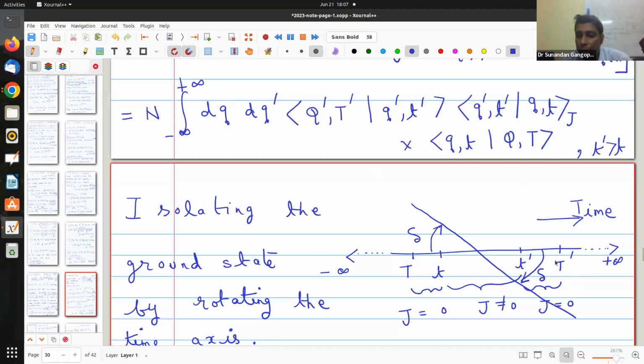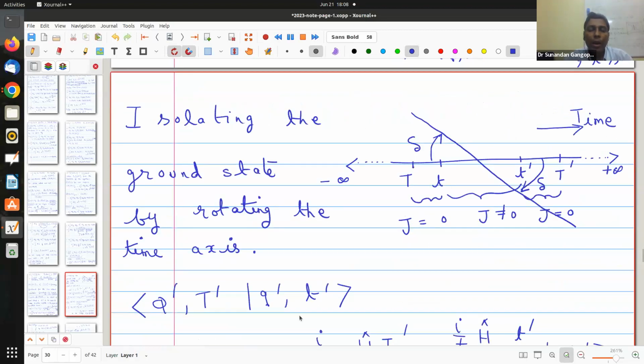And once again from small t prime to capital T prime, and away to infinity, in this zone there is no external source. So in this overlap from t prime to capital T prime, there is no source. In the interval from t to t prime there is an external source, so j is there. And from capital T to small t, there is no external source, so there is no need of putting j. And obviously t prime is greater than t, and capital T prime is also greater than capital T, and both t prime and small t lie between capital T and capital T prime.